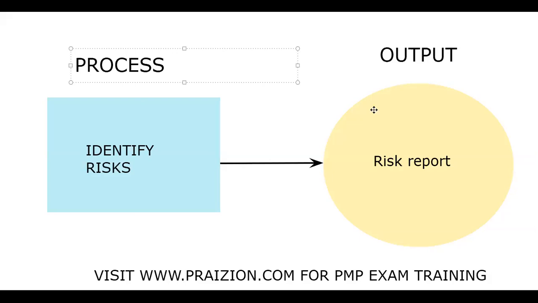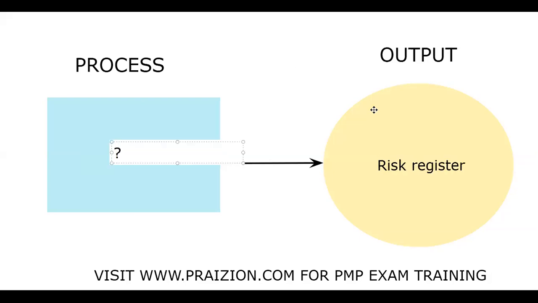Let's move on to our next point of discussion, still an output of something. The question is, risk register is an output of which process? 10 seconds.